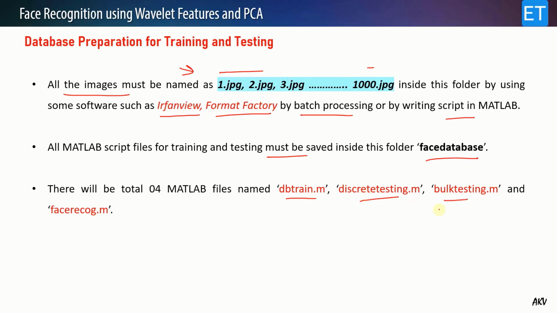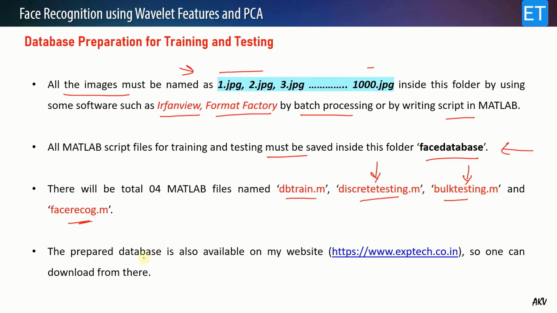In bulk testing, you will test all the files. You will read all the files automatically, and their results will be displayed. Suppose there are 200 images for testing. It is not possible with the discrete file, because you cannot do it manually for all 200 images. So you have to run this program, and it will automatically read all 200 images and display the recognition result. And this is one function file that will be utilized by bulk testing.m.